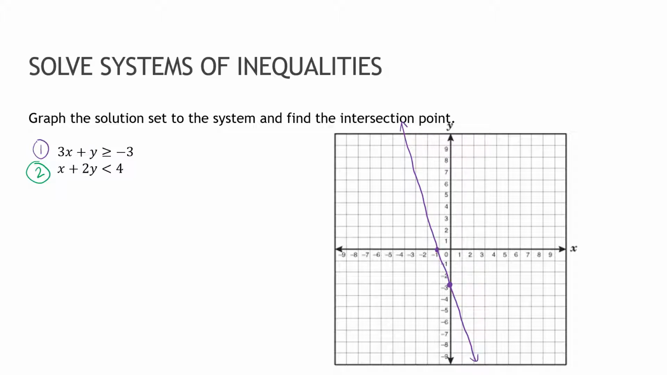Then I'm going to look at the green equation, and using the cover-up trick again, I get 2y is 4, so y must be 2. And I get x is 4. And this guy is a dotted line.